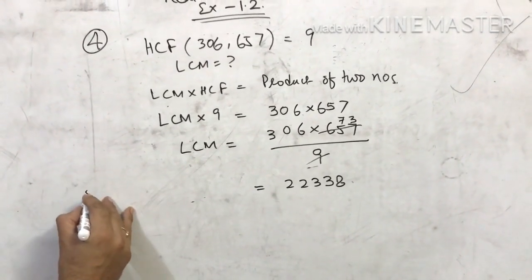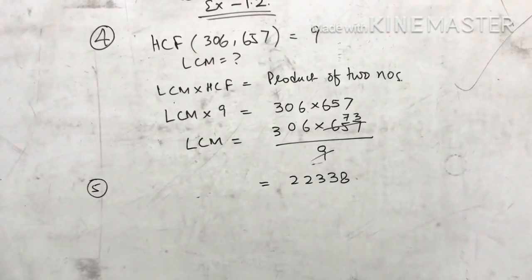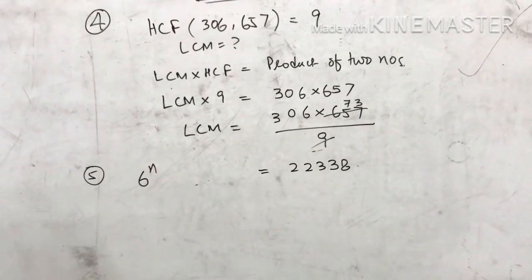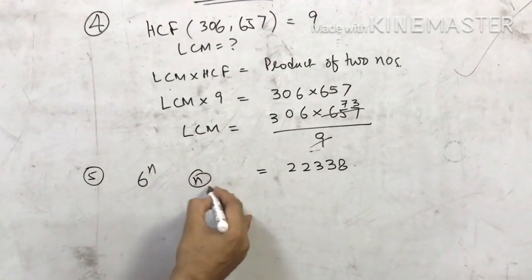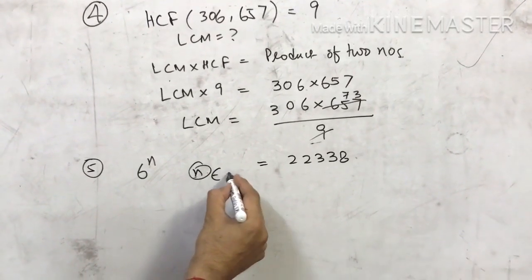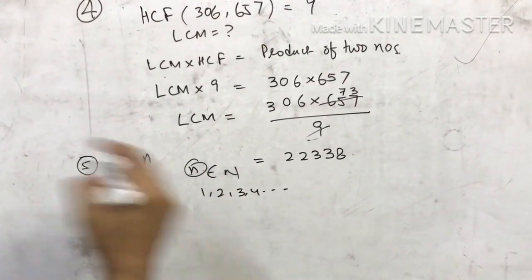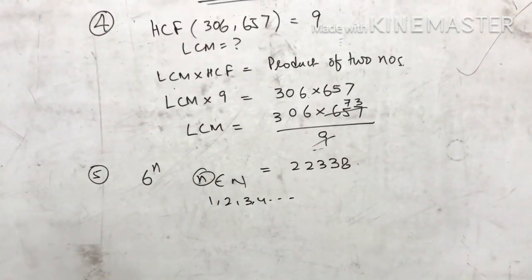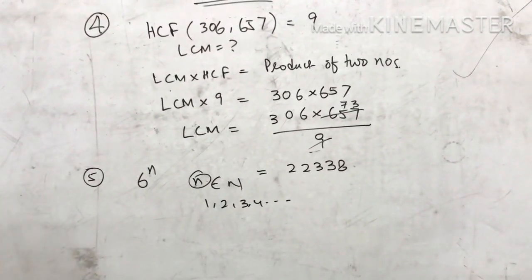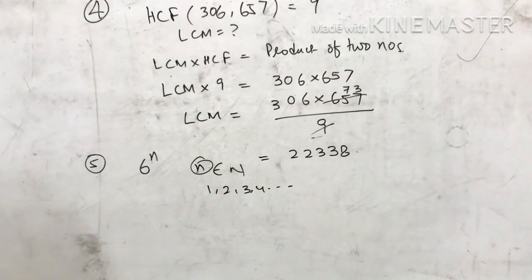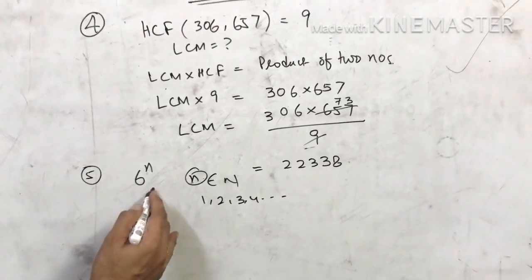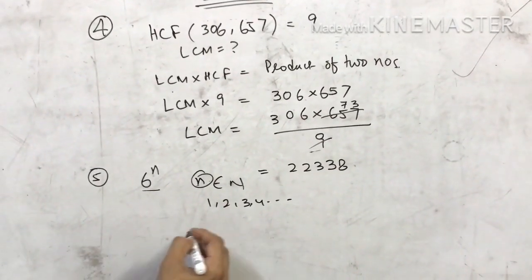After that you have question number 5. This question says that 6 to the power n, where n belongs to natural numbers. So natural number starts from 1, 2, 3, 4 and so on. And they want to know: is there any natural number value of n for which the unit digit of 6 to the power n is 0, that means 6 to the power n ends in 0?